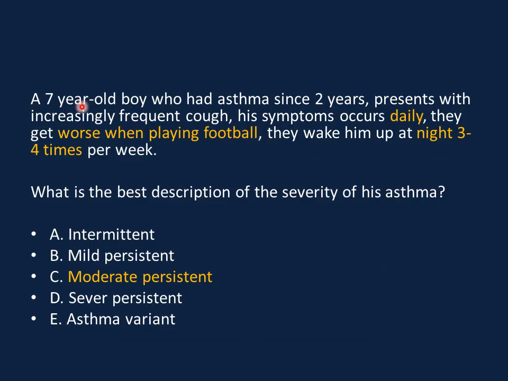This is the answer for the previous case. This is a 7-year-old boy who has had asthma since 2 years of age, presents with increasingly frequent cough. His symptoms occur daily, so this is a key word, and are worse when he's playing, worse with exercise, and the symptoms wake him up at night 3 to 4 times per week, so more than 1 night per week. So daily symptoms, more than 1 night per week. This is consistent with moderate persistent asthma.